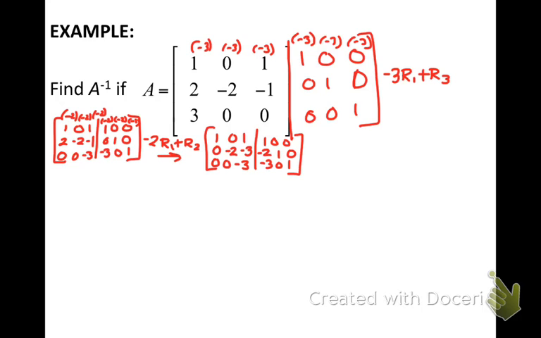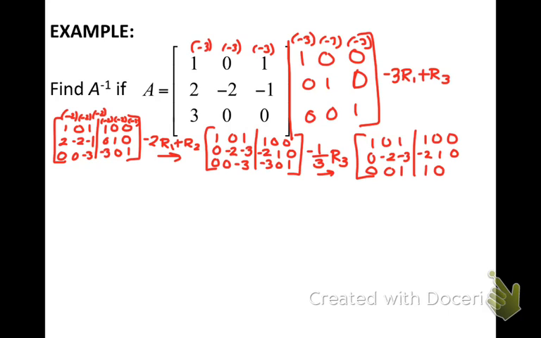Let's turn this into a 1. Let's do negative 1/3 R3. So we do a negative 1/3 R3. Row 1 has not changed. Row 2 has not changed. Row 3: 0, 0, 1, 1, 0, negative 1/3. That's okay, I don't care about that fraction. It's alright. We can have fractions in our answers.